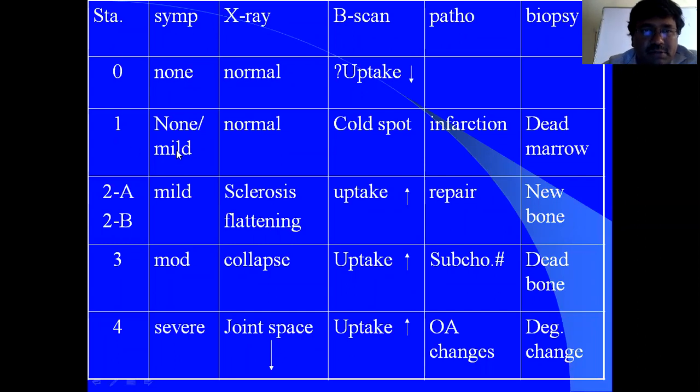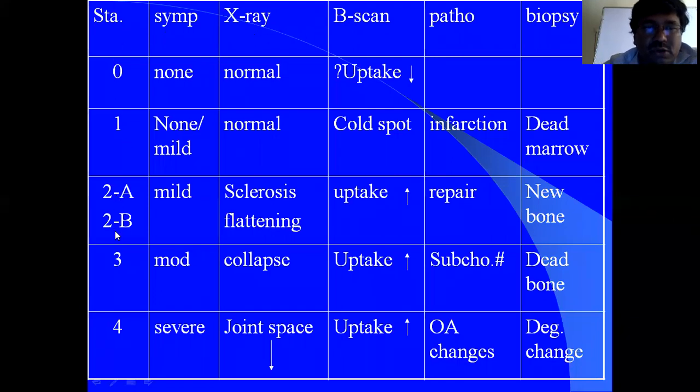There are mild symptoms. X-ray is normal and there is a mild infarction in the pathology stage. And biopsy will find dead marrow. So usually, even though there is dead marrow in the bone, there will be no symptoms or mild symptoms. X-ray, we can't find anything. We can find the changes in the MRI. I'll tell you about that later. So Picard-Arlet staging is only based on X-ray.